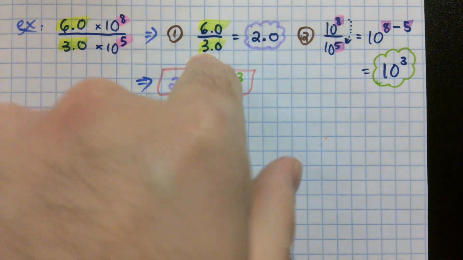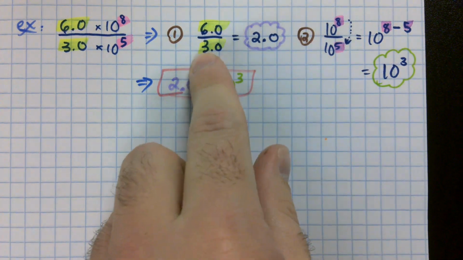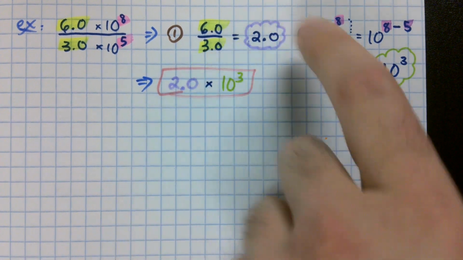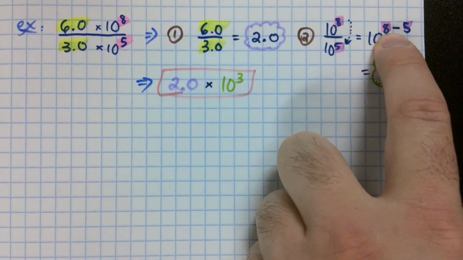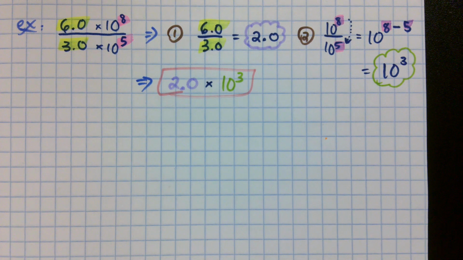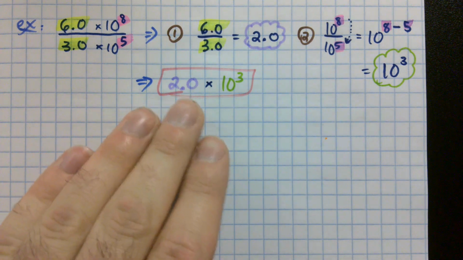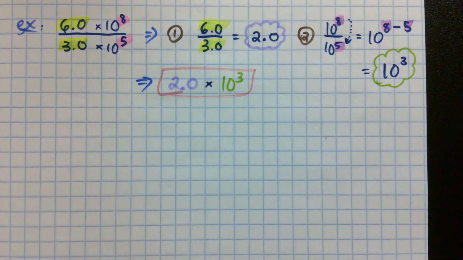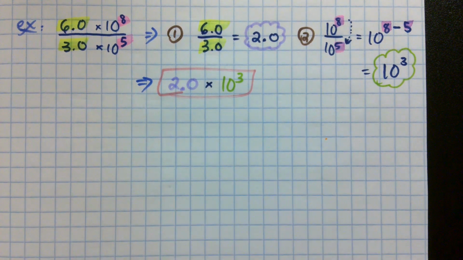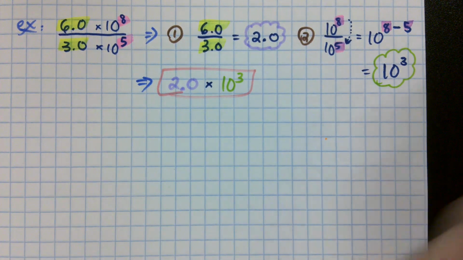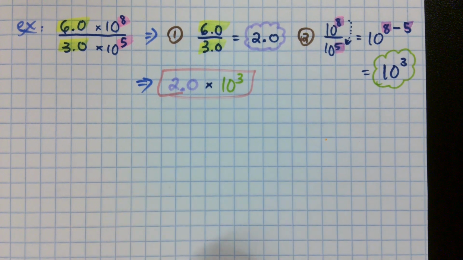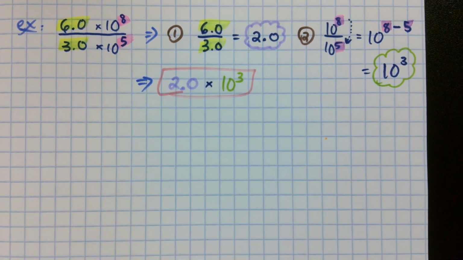Now the leading numbers, we divide those. Yes? And the exponents, we subtract those. So those are the opposites from Friday. But our answer always has multiplication in the middle, every single time. Great question, great point to bring up. I appreciate that. 2.0 times 10 to the third.